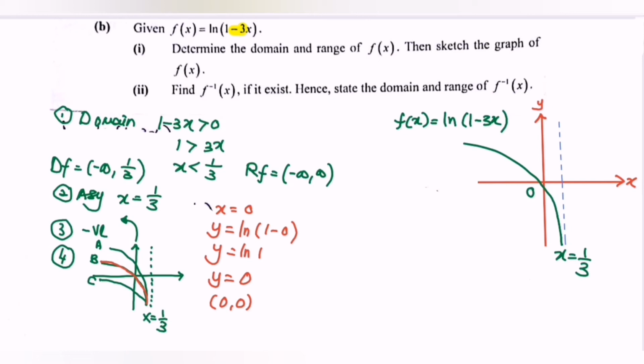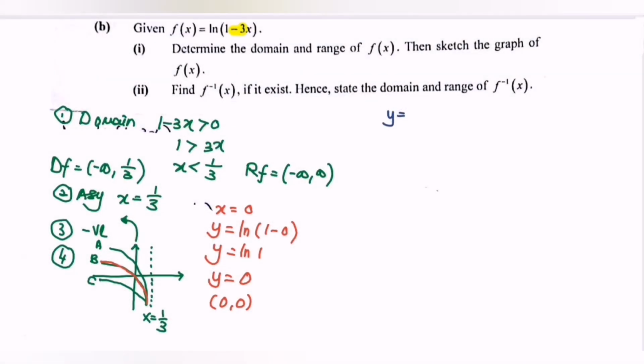By referring to the graph, we notice that it is a one-to-one function, because as we can see, if we draw a horizontal line, let's say y equals 2, it cuts only one point. So it is a one-to-one function, so the f inverse exists. Next, what we have to do is to find the f inverse, then state the domain and range for the f inverse.